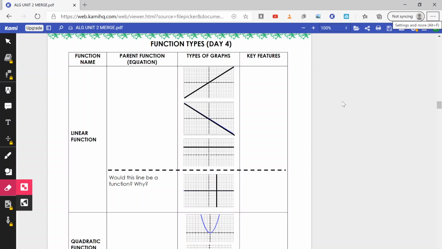We're going to look at the different types of functions that can occur within algebra. There are three types of functions that we're going to be looking at primarily. The first function we're going to look at is what's known as a linear function. So notice the root word is line. So we're going to be looking at lines. All lines are functions, and the parent function for a line is y equals x.